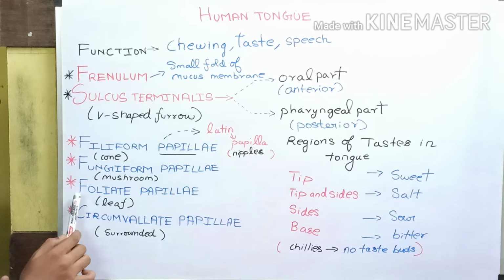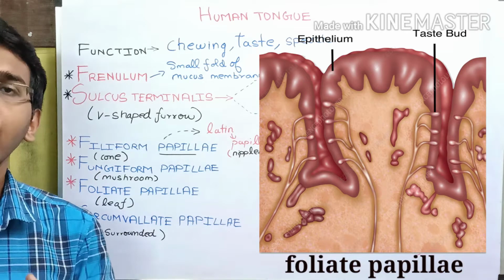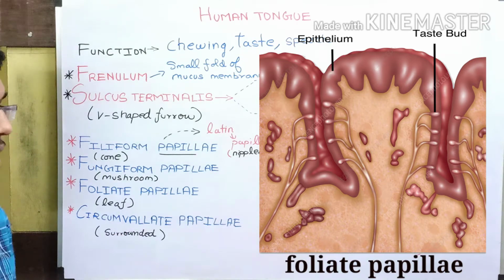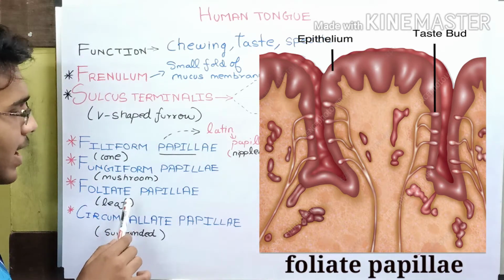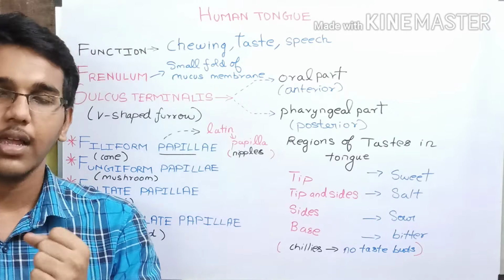And next we have the foliate papillae. The word foliate is derived from the Latin word folium, which means leaf. Because these papillae are leaf-shaped, they got their name foliate papillae. These foliate papillae are present only on the lateral sides of the tongue.